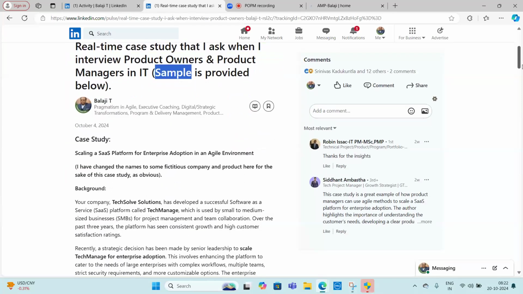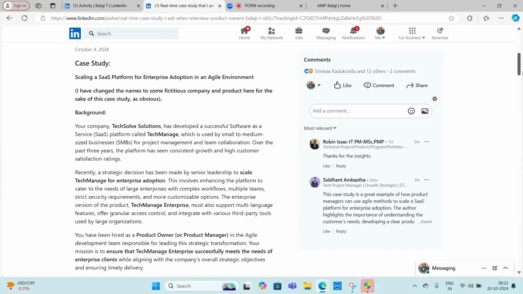All right. So here, if you're taking a real-time case study, one of the case studies which I typically ask when I interview a senior business analyst, or when I interview for a product owner, product manager, or senior product manager role, I give them a case study like this. This case study is just an example, as I already mentioned. Scaling a SaaS platform for enterprise adoption in an agile environment.